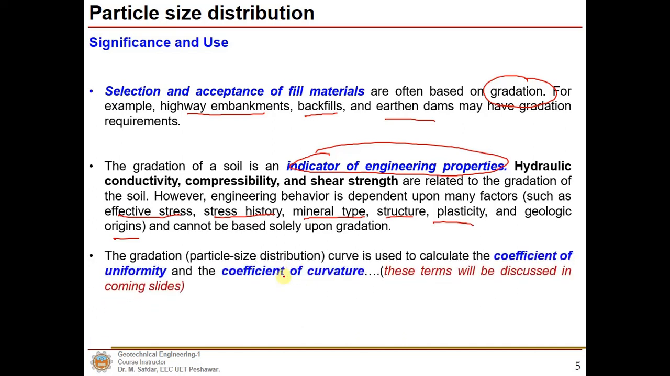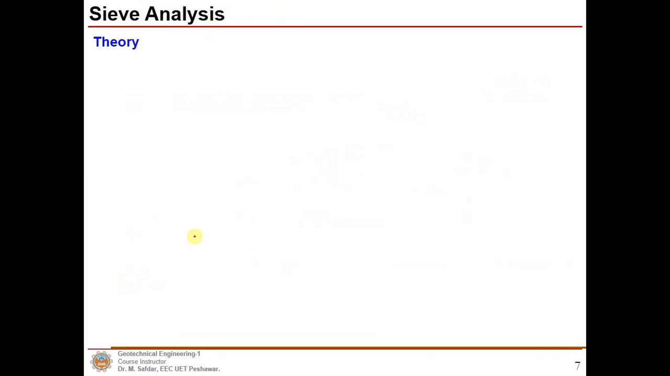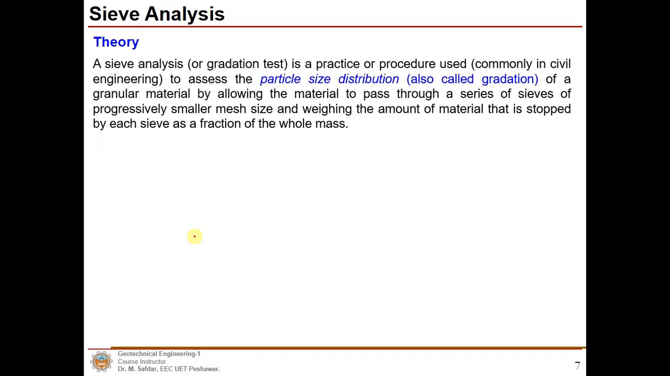The gradation curve or the particle size distribution curve is used to calculate the coefficient of uniformity and coefficient of curvature. These terms will be discussed in the coming slides. Now let's start with the sieve analysis. A sieve analysis or a gradation test is a practice or procedure used in civil engineering to assess the particle size distribution, also known as gradation, of a granular material by allowing the material to pass through a series of sieves.